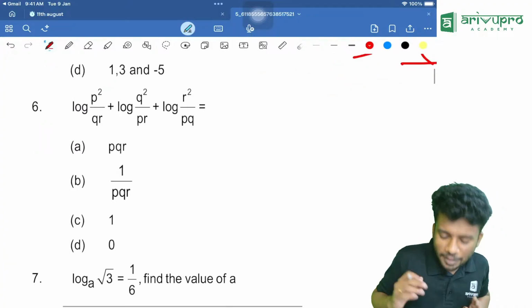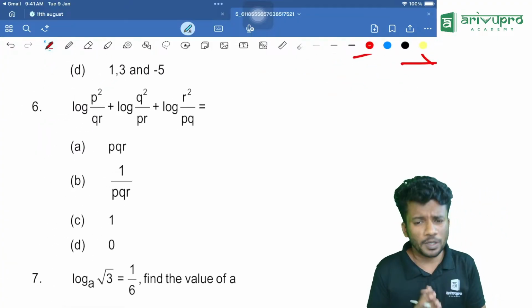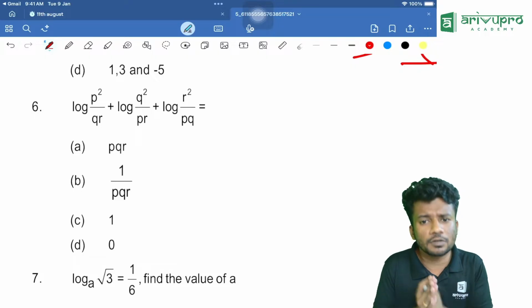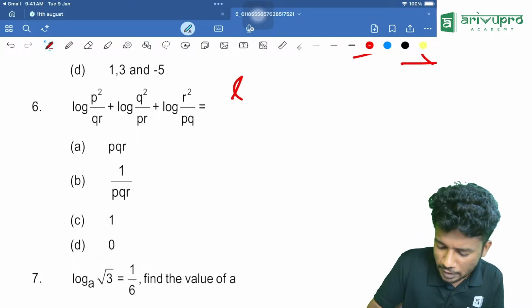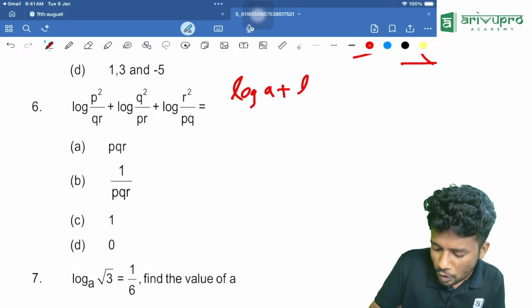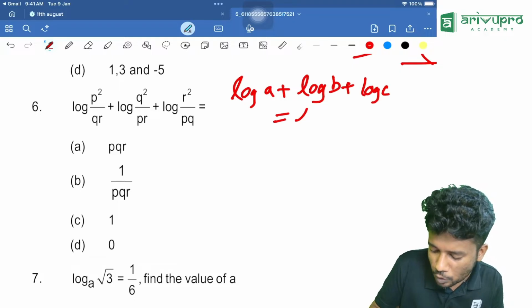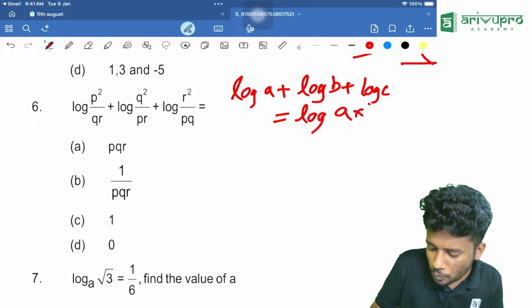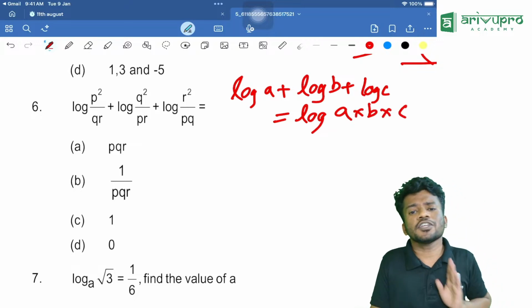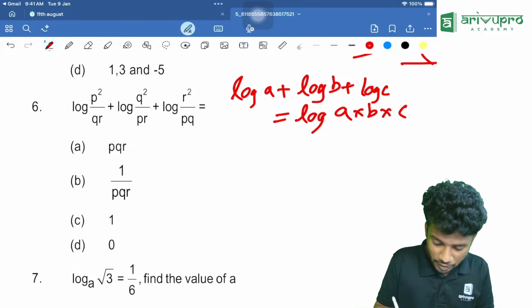Yes. Next one, logarithm. We are going to do one question based on the sum and product rule of logarithm. We know one thing, log A plus log B plus log C, that is nothing but what? The log of A into B into C. We will use that property over here.